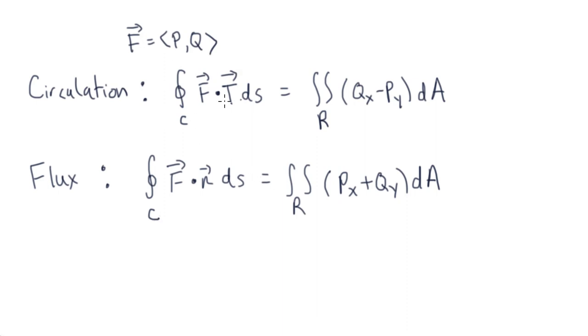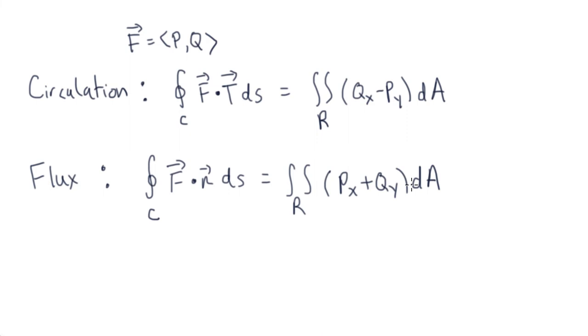This left-hand side in both cases is measuring either spreading out or rotation on the boundary, and we're basically saying that that's the same thing as adding up the spreading or rotation at each individual point. So the contribution over the area region equals the contribution on the boundary. And that kind of makes sense.